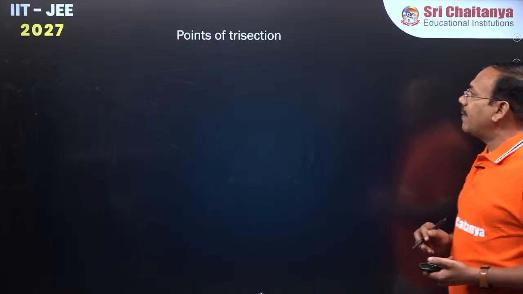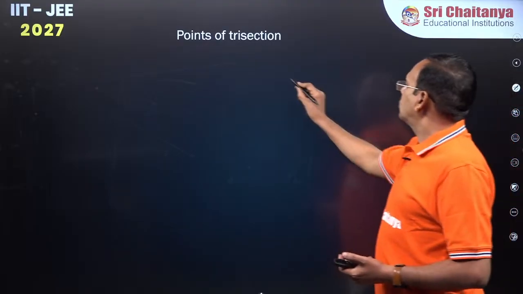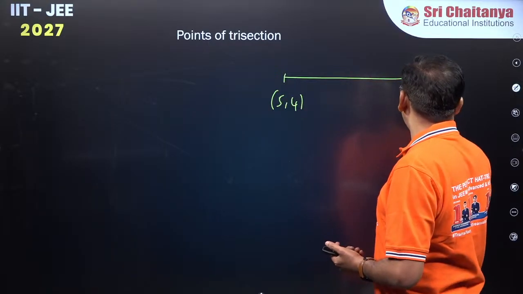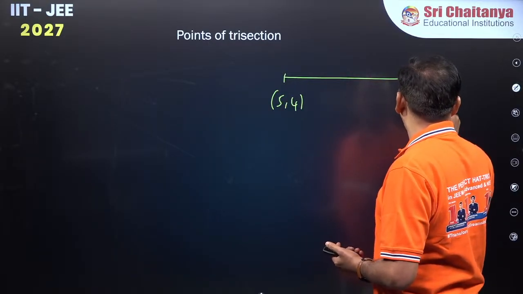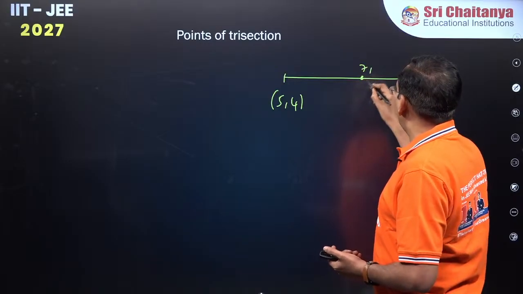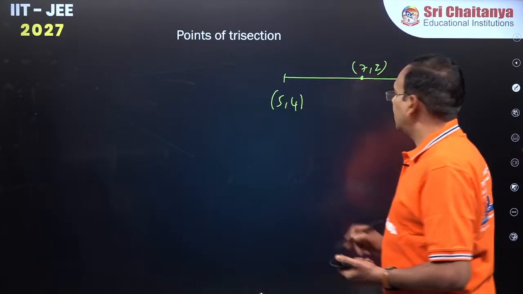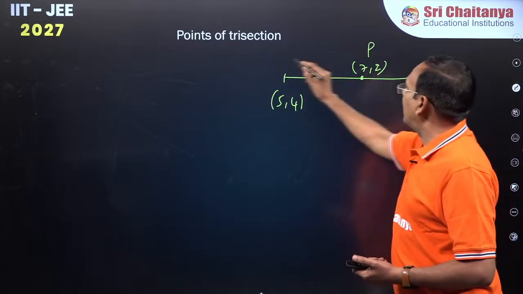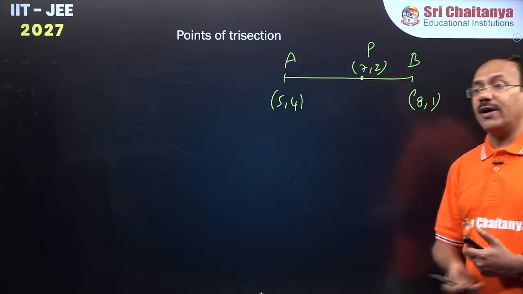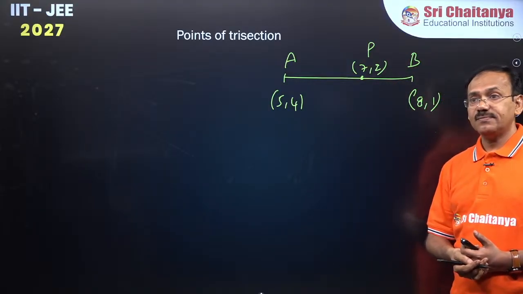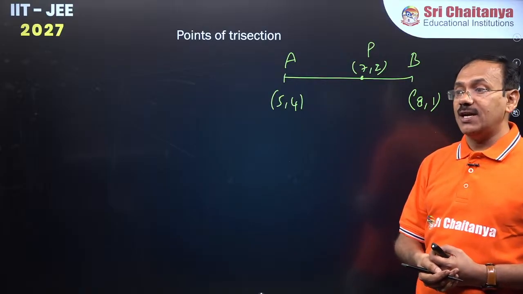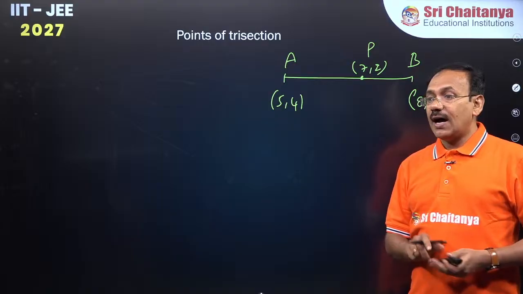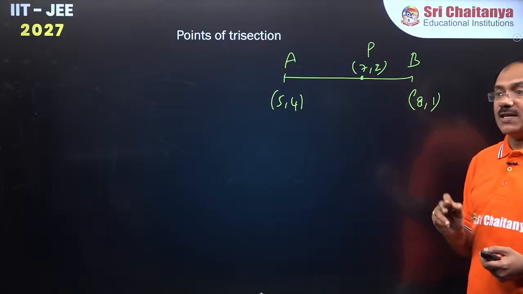Okay. And maybe the last point of this discussion. So you can say dear students, A is 5 comma 4, B is 8 comma 1. Let 7 comma 2 be a point on this. In which ratio does this point P divide AB? I want the ratio in which P divides AB. Can anyone say? How to find it?